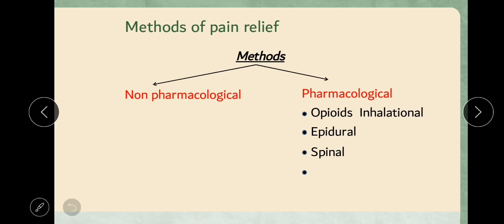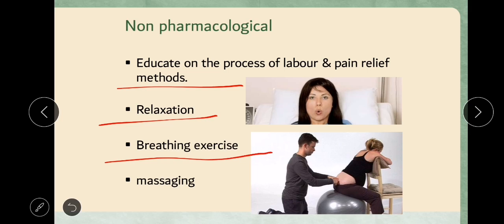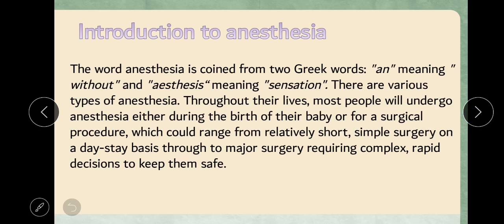Okay, next slide. Methods of pain relief. There are two kinds of methods, non-pharmacological and pharmacological. In pharmacological, opioids, inhalation, epidural, and spinal. In non-pharmacological, first is educating on the process of labor and pain relief. Second is relaxation. Third is breathing exercise. And fourth is massaging.